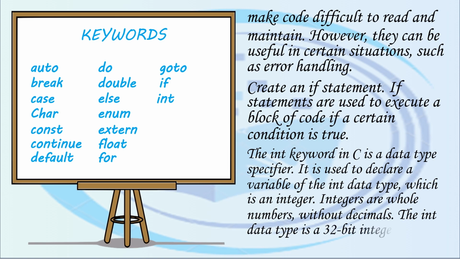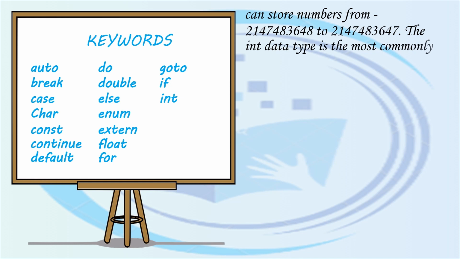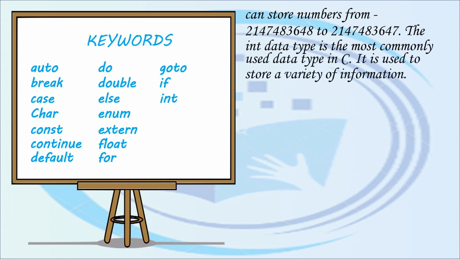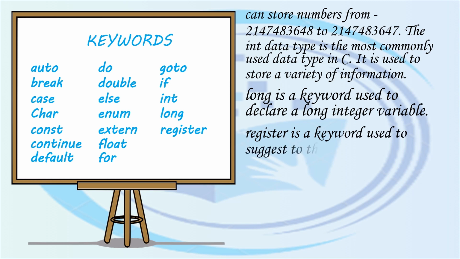The int data type is a 32-bit integer on most modern machines. This means that it can store numbers from -2,147,483,648 to 2,147,483,647. The int data type is the most commonly used data type in C. It is used to store a variety of information. Long is a keyword used to declare a long integer variable. Register is a keyword used to suggest to the compiler that a variable should be stored in a register.